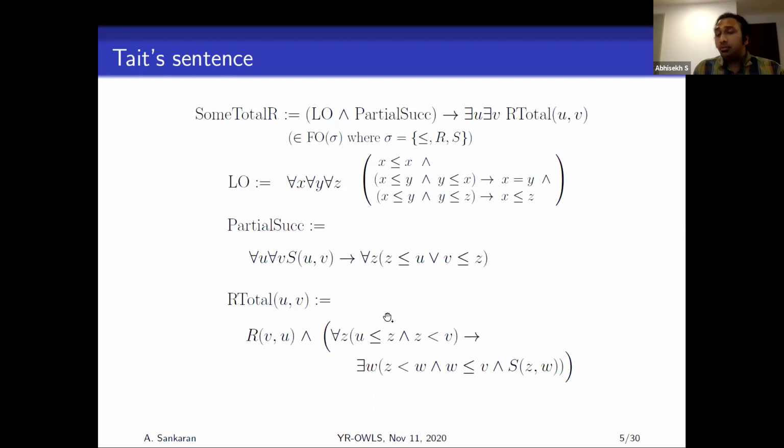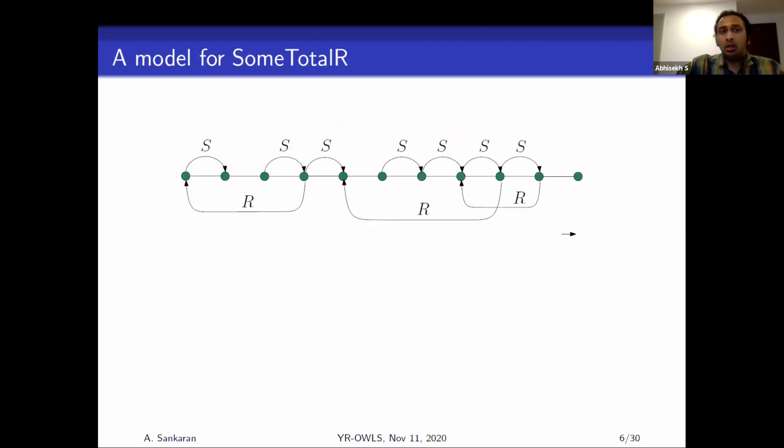So we basically leverage the fact that the structure is equipped with a linear order, and we use that fact. That's the first order definition of R total. Partial successor is easy to say, as described, and linear order is very standard. So this sentence is indeed a first order sentence. Now, to get a feel for it, here is a model for sum total R. So here is a structure.